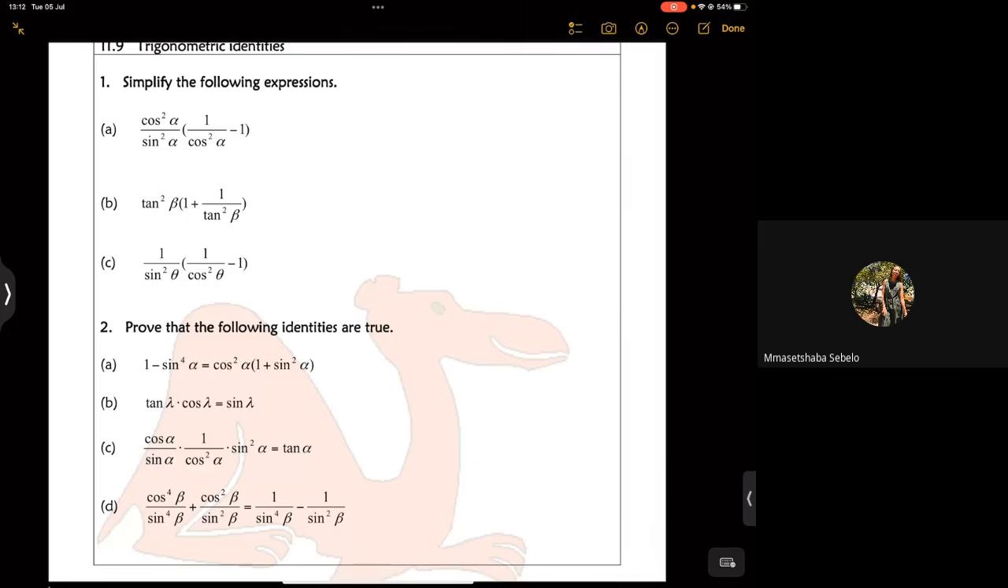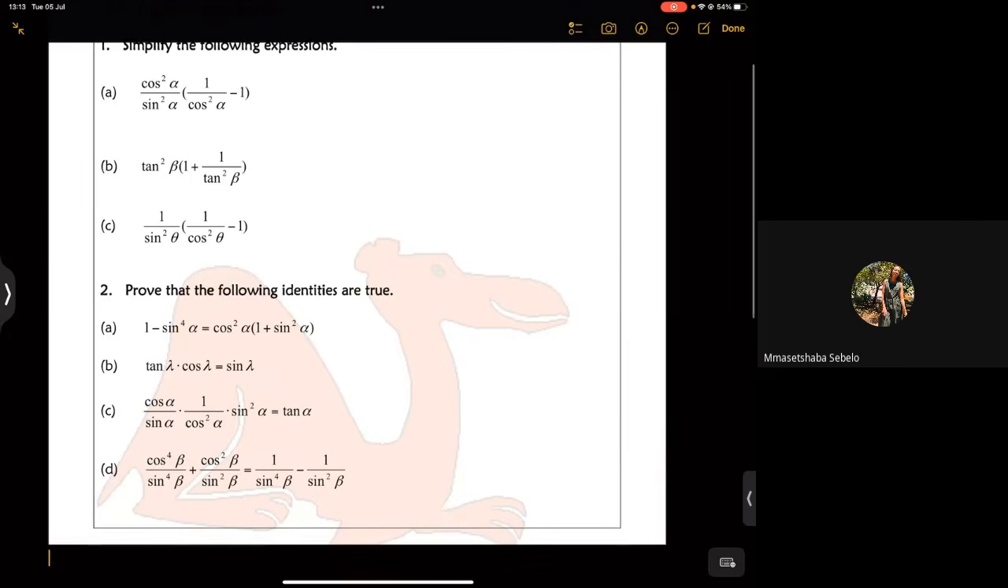So first of all, when there's no equal sign, they can't say prove the identities. But what do they say? Simplify the expressions. The very same process that we use for simplification is the very same process we'll use for proving identities. The only thing with proving identities is that at the end of the sum, we must make sure that left hand side is therefore equal to right hand side.